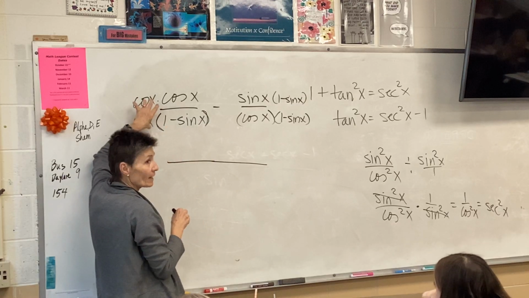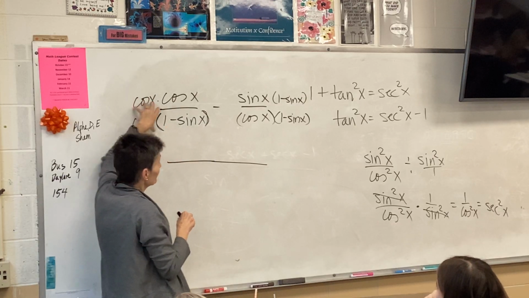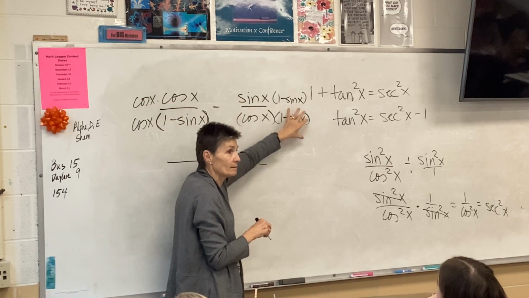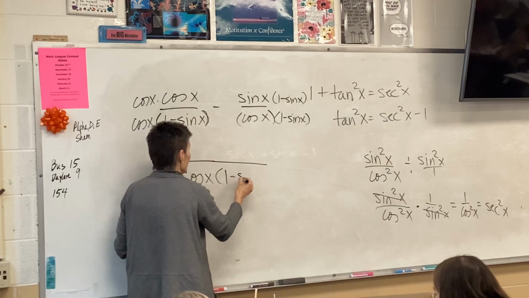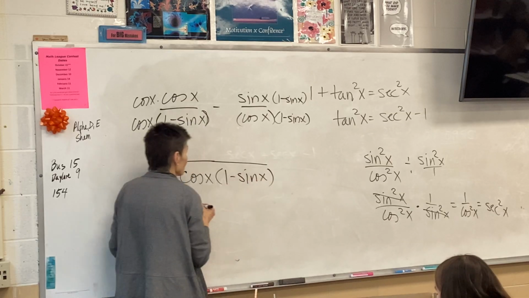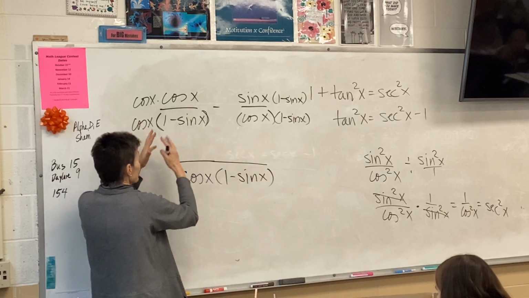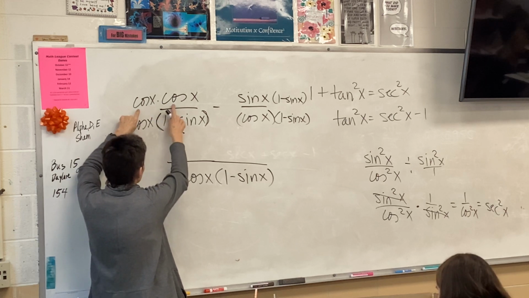Everybody still with me? I gave this one a cosine. I gave this one a 1 minus sine. So that is my denominator. So I'm going to leave it alone. That's my common denominator. Now let's put everything together on top. What do we got right here? What's this?